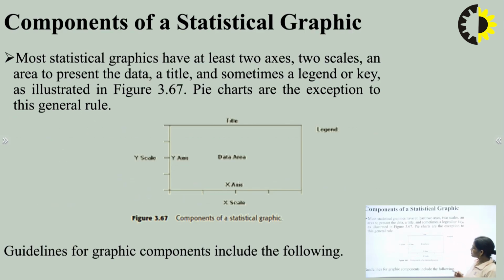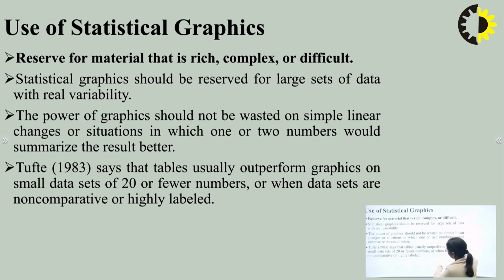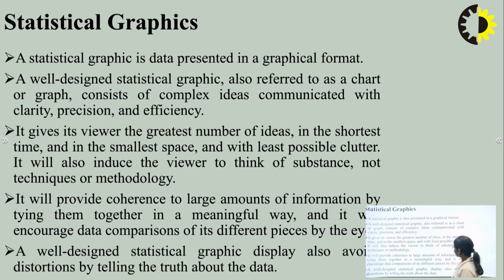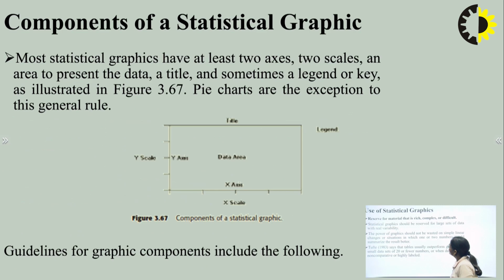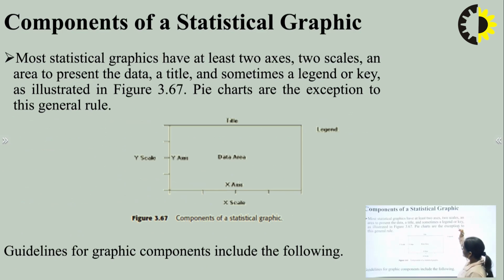So, components of statistical graphics. Most statistical graphics have two axes, two scales, and the area to represent the data, and a title, that is also called a legend or key. This one is the legend that shows the title of this graph. Then the pie charts are an exception to this general rule.